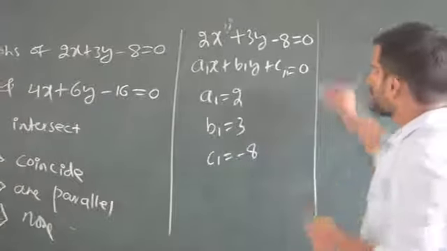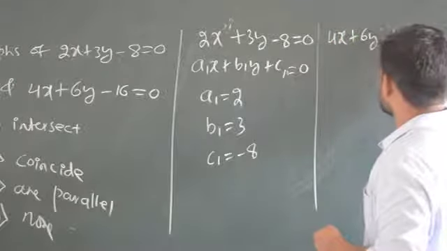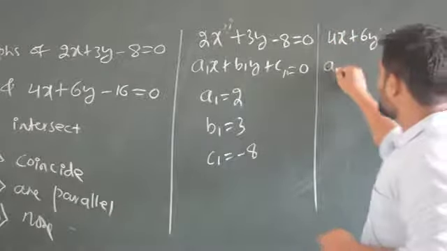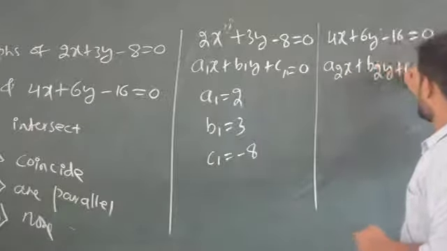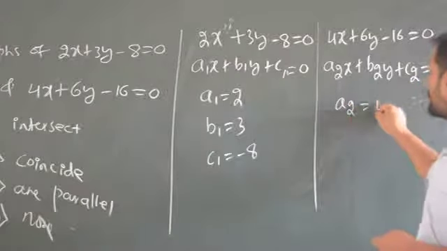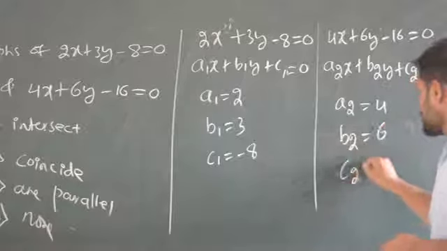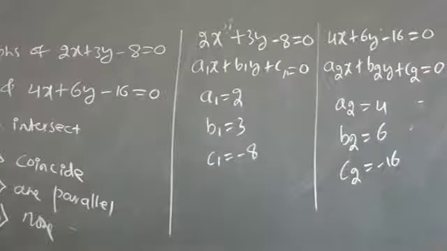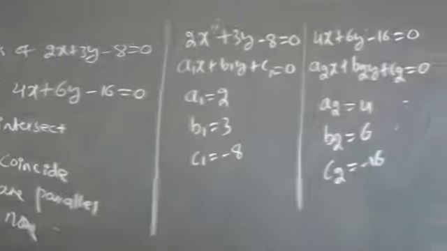Now, the second equation. What is that second equation? That equation is 4x plus 6y minus 16 is equal to 0. Then I am going to have it like a2x plus b2y plus c2 is equal to 0. Then I am going to have the values: a2 is equal to 4, b2 is equal to 6 and c2 is equal to minus 16. Correct? I have covered all these topics, how to recognize them, in the first video and second video.